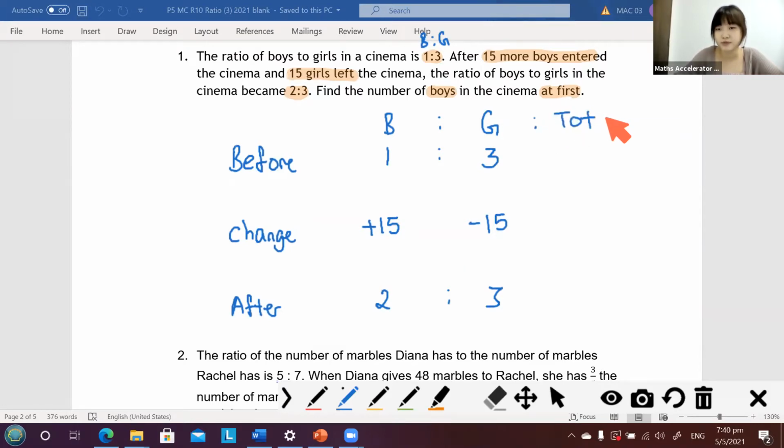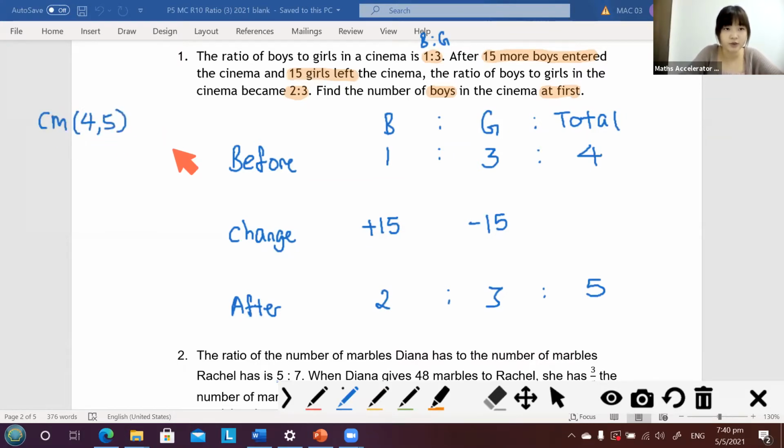So let's check. 3 plus 1 in the before, that is 4. 4 units. At the end, 3 plus 2, that is 5. So your total shouldn't change, but in this case, 4 and 5 is different. So we have to make it the same. So using the common multiple of 4 and 5.